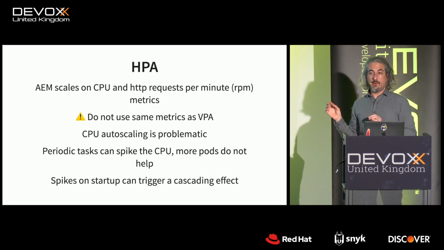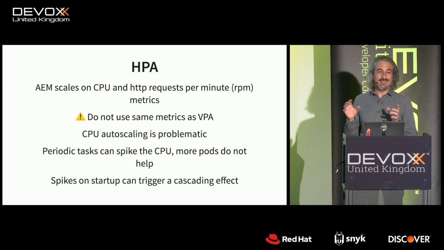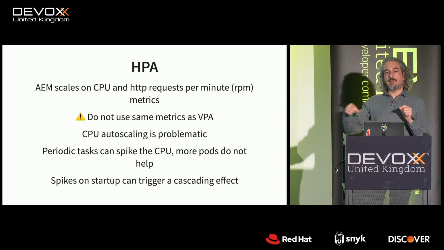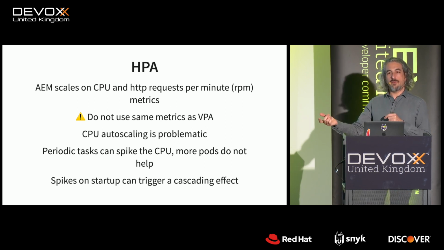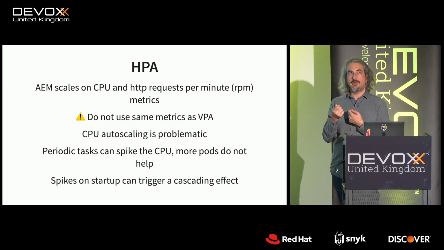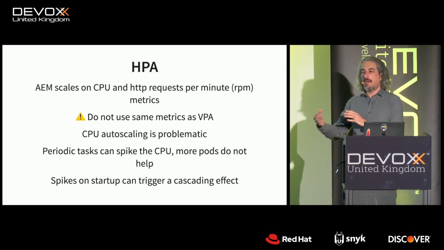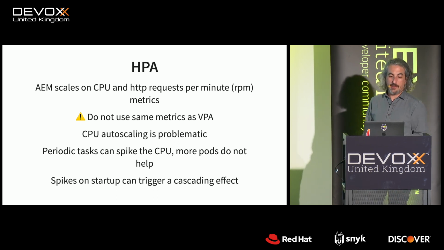There are many ways to do horizontal pod autoscaler. CPU is a bit problematic because sometimes you get spikes on CPU, and then starting more replicas doesn't solve the problem. Let's say you have a periodic task. If you have a bug or something that happens periodically, maybe you start more replicas, and those replicas start using more and more CPU. So you get in a loop, in a cascading effect.